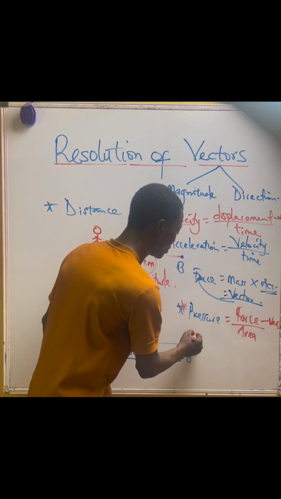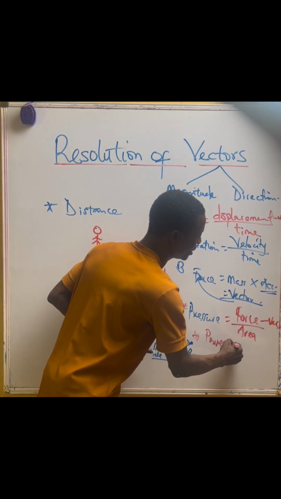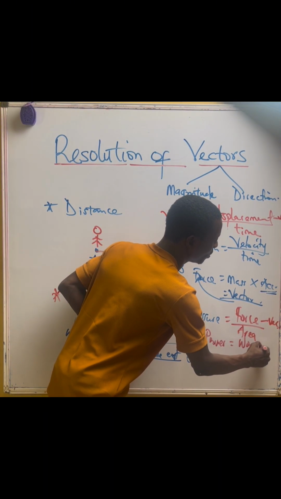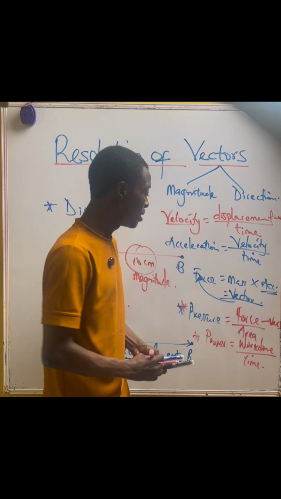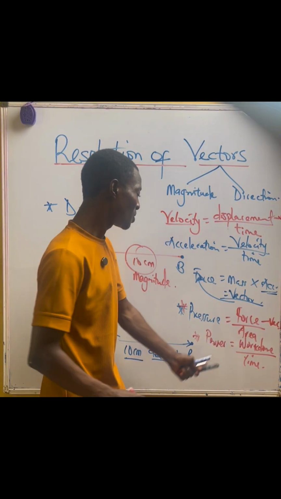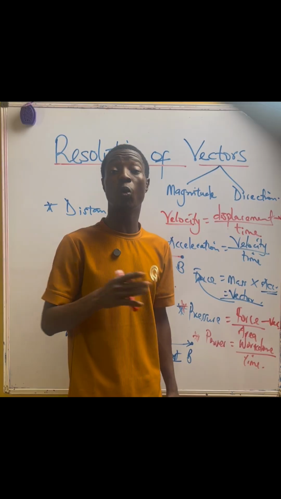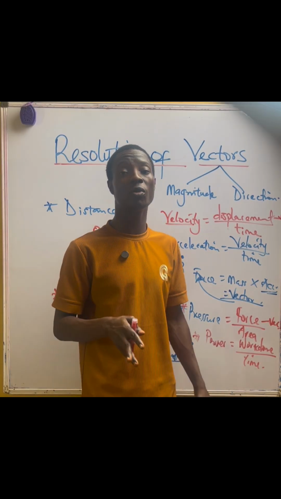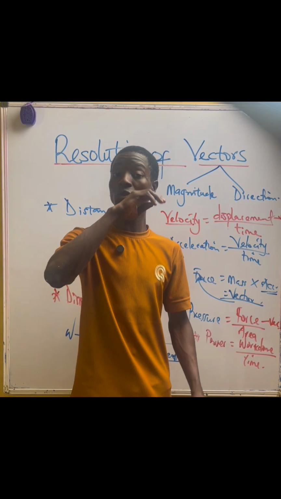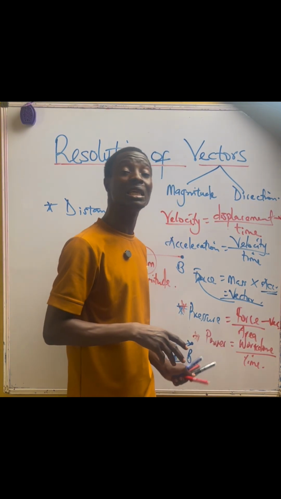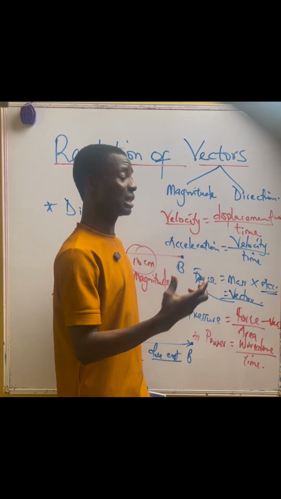Let's look at power too. Power is equal to work done over time. Of course, we know that time is a scalar quantity, but what of work done? Work done is force times distance, or force times displacement. Work is measured in joules, that's the unit of work, but work itself is a scalar quantity, and time is a scalar quantity. When two scalars meet, they yield a scalar product. So that's power. I think this helps.